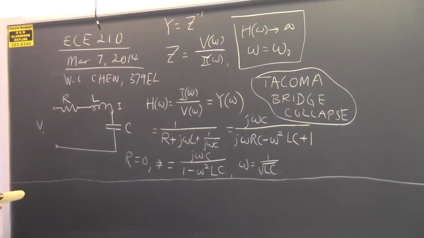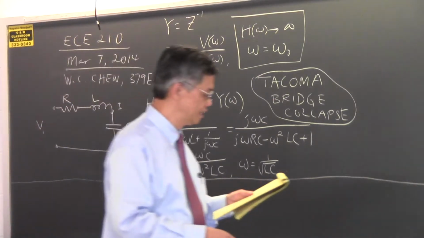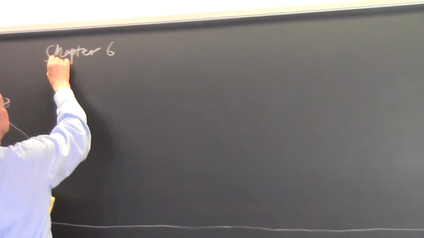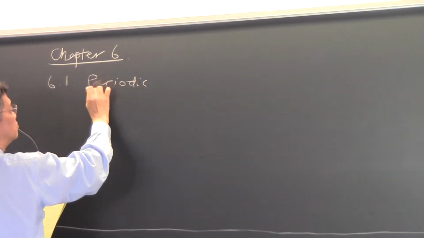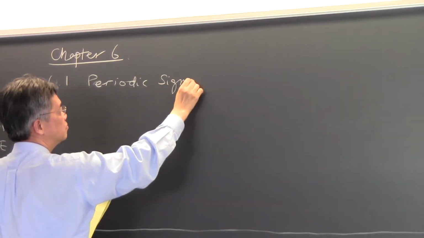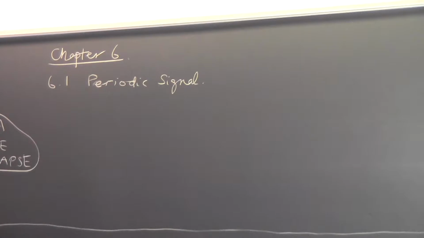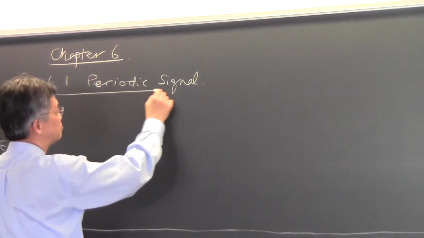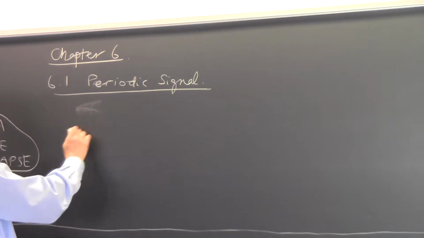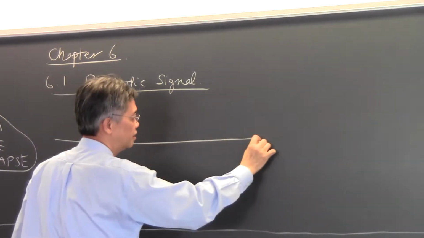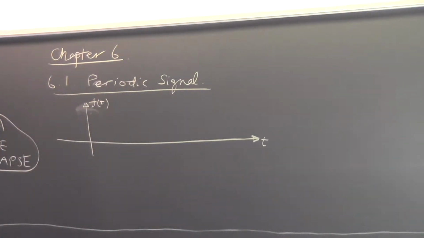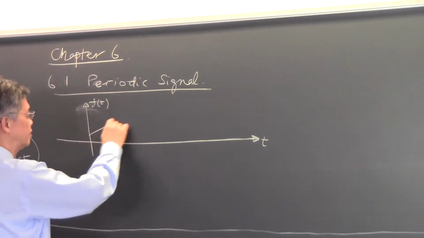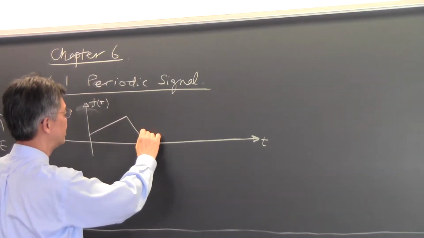So, I'm going to start on chapter 6 today and talk about periodic signals. Let's see what a periodic signal is. A periodic signal is a signal that has this property. Let me draw it first. Maybe it's more fun to draw it. If I have a function of time, and it repeats itself every T period, that is called a periodic signal. Maybe the simplest one to draw is something like that.